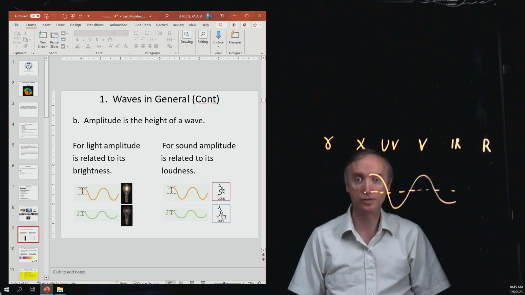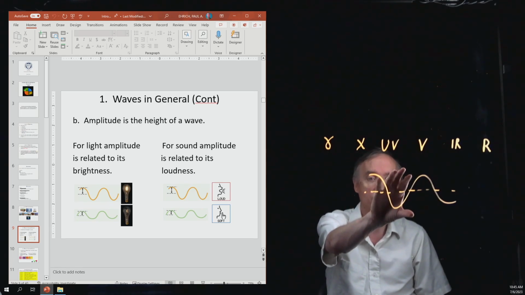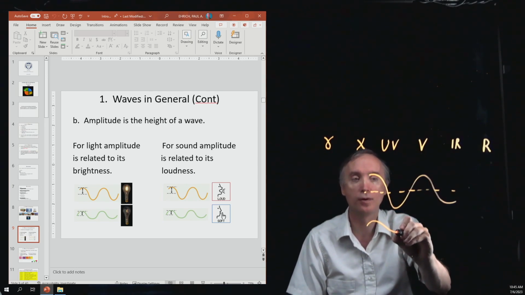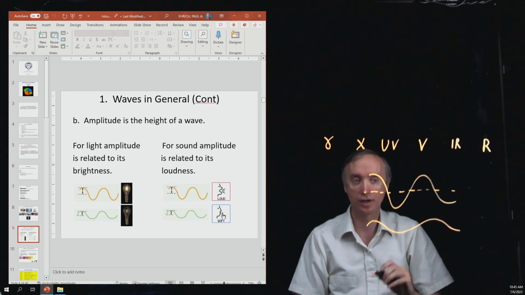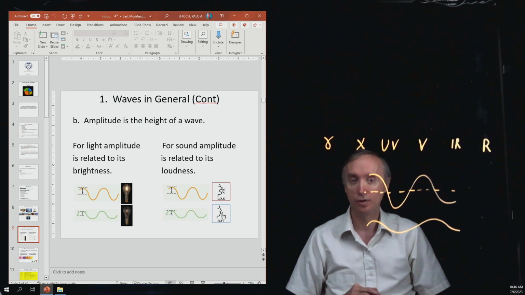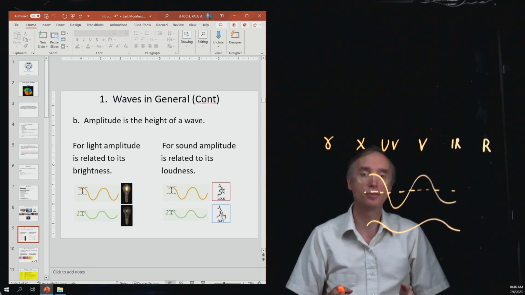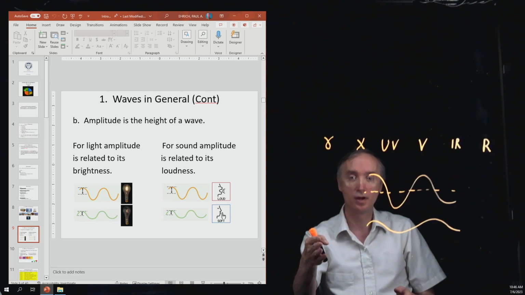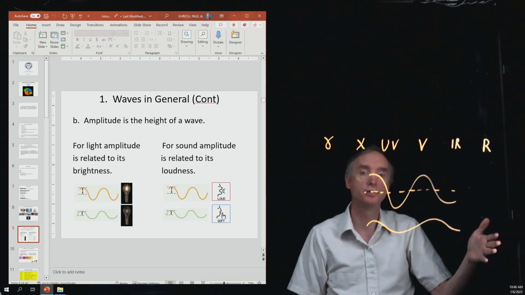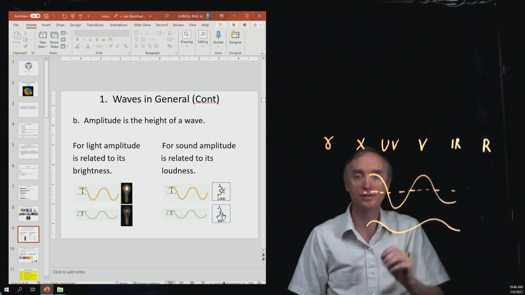And for light waves, the amplitude is related to the brightness. So if this is a particular wave that has a certain brightness, then a wave that would be like this would be dimmer. It doesn't have as much of an amplitude to it. Now I'm not going to ask you any questions about sound waves, but what I'm doing here is comparing the electromagnetic waves, on the left-hand side, to the mechanical waves, on the right-hand side. You notice that things are very similar when you talk about mechanical waves.